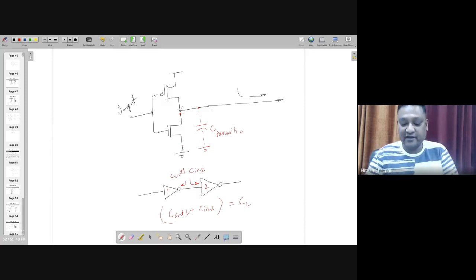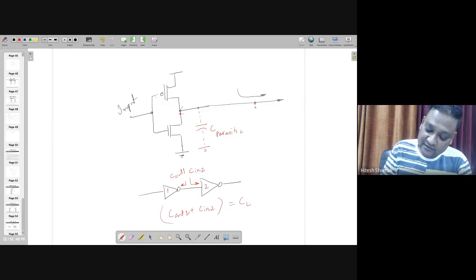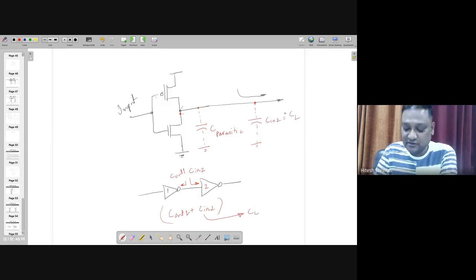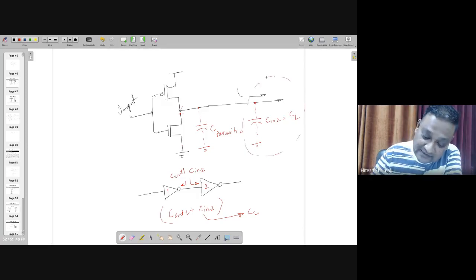So generally, when we are keeping the load capacitance, we are assuming that that is the capacitance coming from the next level. I should assume that Cin2 is equal to Cl, where Cin2 is nothing but the capacitance from the input side of the next stage. So this is acting as a load capacitance.